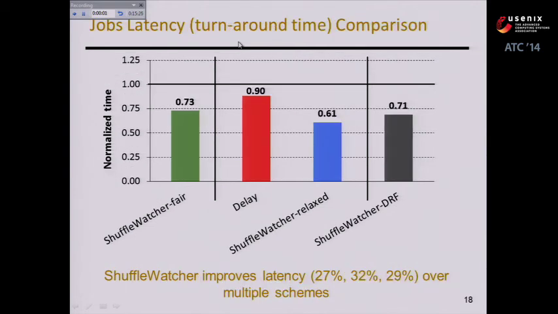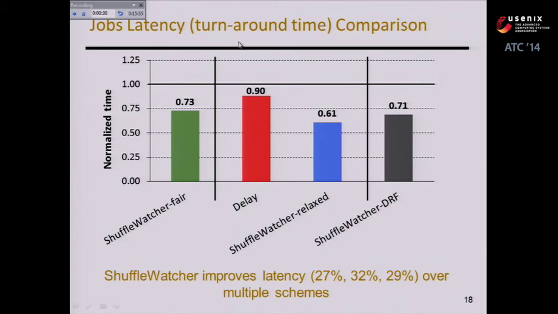In terms of job latency comparison, the x-axis is the same. On the y-axis, we have normalized execution time based on their particular baselines, and lower is better in this case. And we again see that ShuffleWatcher improves latency by 27% and 29% over the baseline fair scheduler, 32% over the delay scheduler, and 29% for DRF. So these are the job latency comparisons.